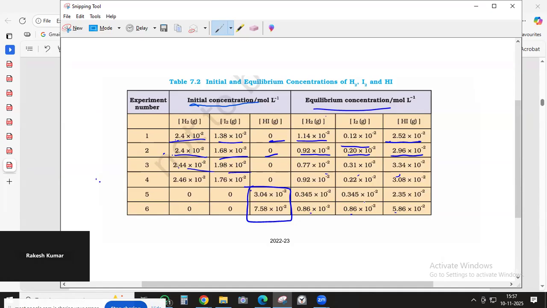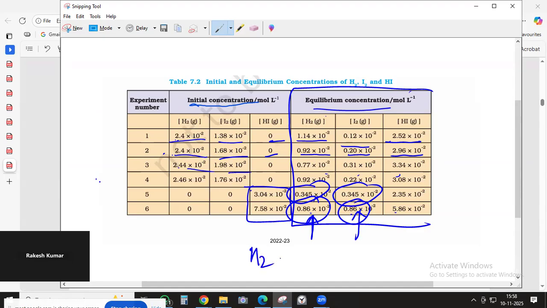One thing is very clear, that each of the equilibrium concentrations is very, very different. Of course, sometimes the ratio here is the same, 0.86, 0.86, 0.345, 0, because that happens according to stoichiometric coefficients. This starts breaking. Actually, the equation is H2 plus I2 to give you 2HI.